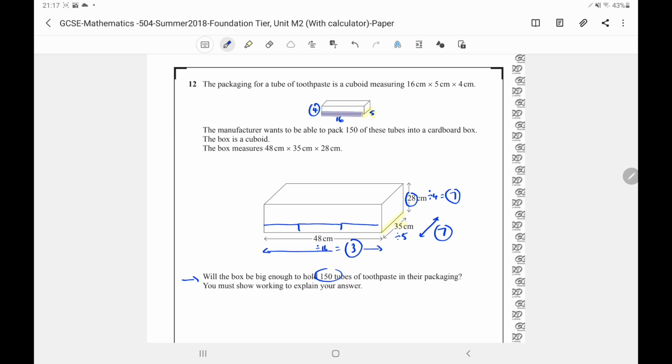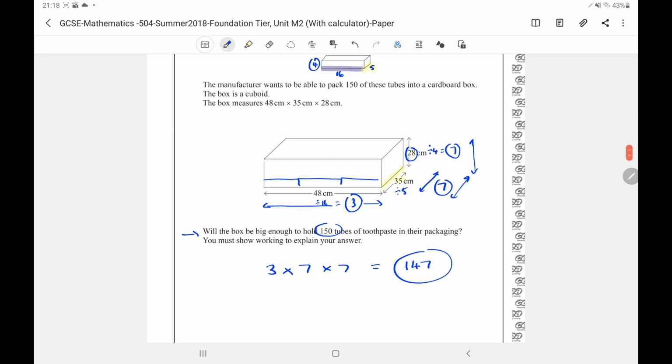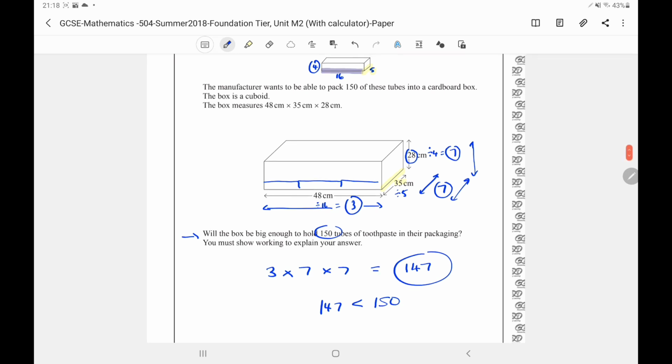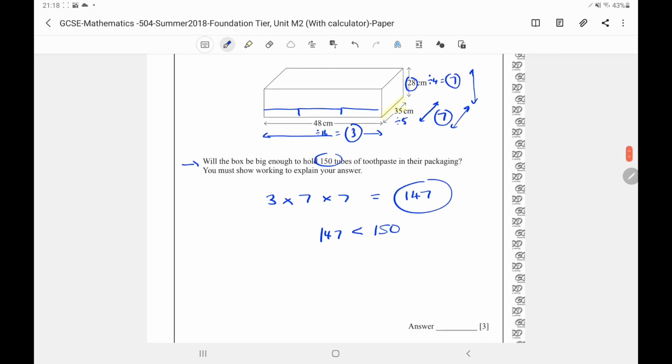So we can fit 3 across the front. They can go 7 deep and 7 up. So 3 by 7 by 7 gives us 147. So 147 boxes will fit into the bigger box. So is the big box big enough to hold 150? No, because 147 is less than 150. The other way of doing it is just to find the volume of the smaller cuboid and divide it into the volume of the bigger cuboid, and you'll get the same result. You get 147.